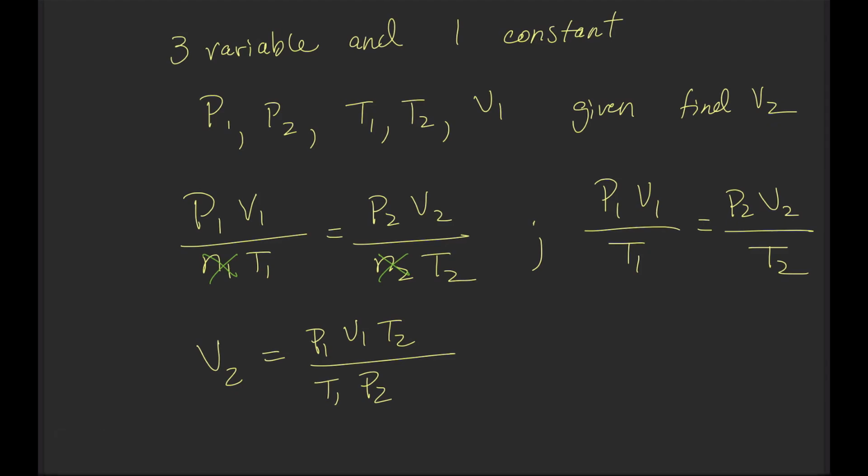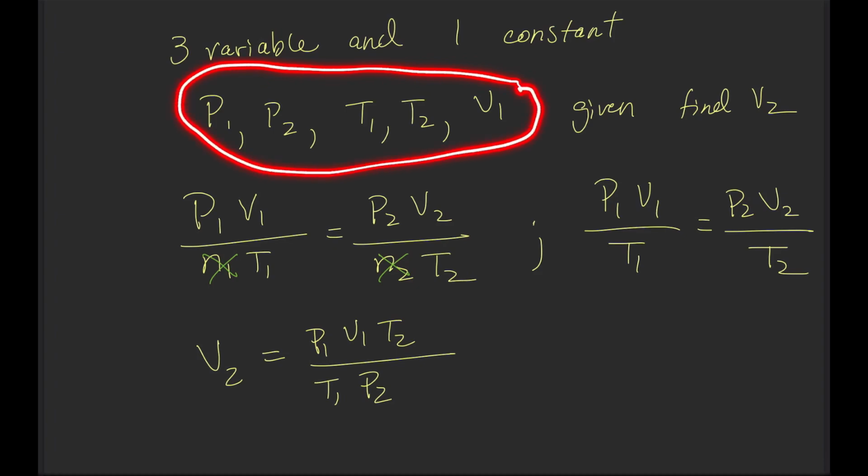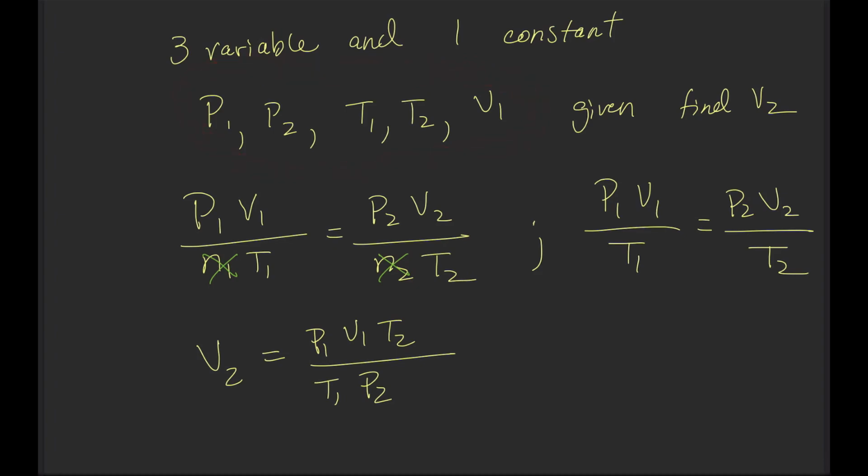And again, the same idea could work with 3 variables. So in this case, we're given 3 variables, P1, P2, T1, T2, and V1, and they ask us to find V2. Once again, they could specifically tell us moles are constant, or they could just never talk about moles, in which case we'll assume that moles are constant. So if moles are constant, cancel those out, and we'll be left with this expression.